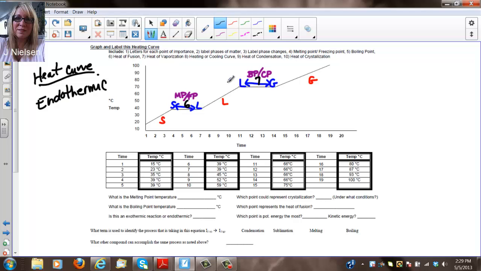And then our heat of crystallization, or our heat of condensation, is the opposite of our heat of vaporization. So that would be if the temperature was decreasing, and our heat of crystallization is the opposite of the heat of fusion. So that would be 10. And what else did I leave out? I think we have everything else.